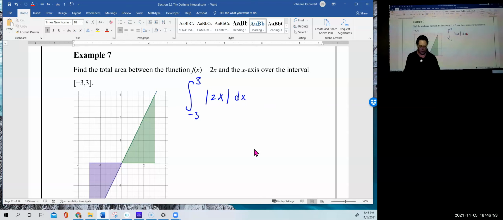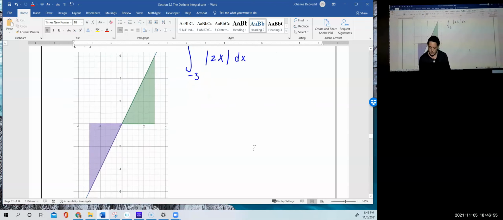When I'm looking at it on this particular problem, I can look at the region and realize that this point right here is at 3, 6, which means the base is 3 wide and 6 tall. So the area of the green is simply 1/2 the base, which is 3, times the height, which is 6.